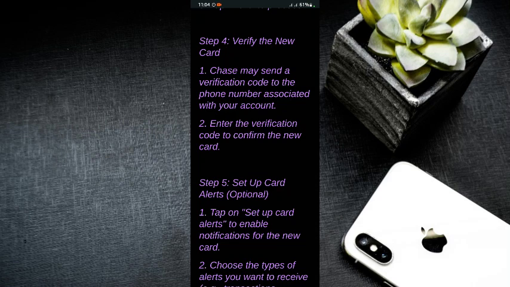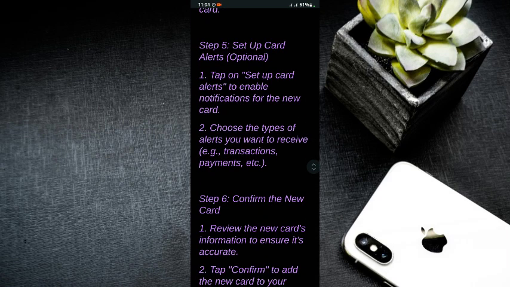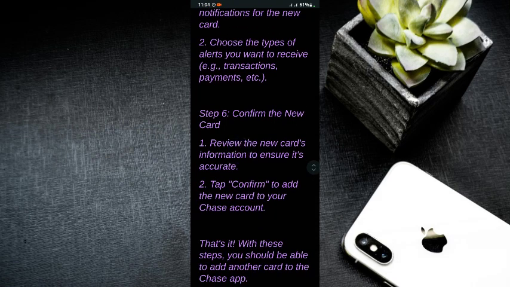Tap on Set Up Card Alerts to enable notifications for the new card, and then choose the types of alert you want to receive. It could be transactions, payments, etc. Next, you have to confirm the new card by reviewing the new card's information to ensure it is accurate and tapping on Confirm.